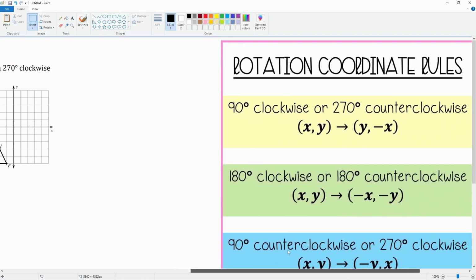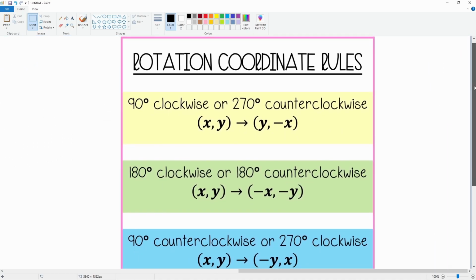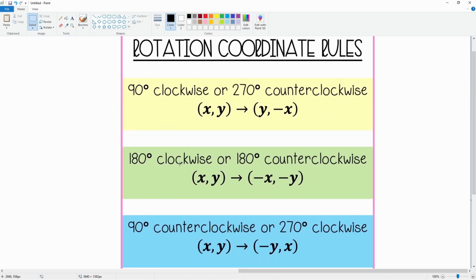These are the rules that you should have memorized for the rotations on the coordinate plane. These are all about the origin. For 90 degrees clockwise or 270 counterclockwise, you switch the values and the original x is now a negative, so that sign switches. For 180 clockwise or 180 counterclockwise, you just get the opposite sign. All the positives become negatives, and all the negatives become positives.